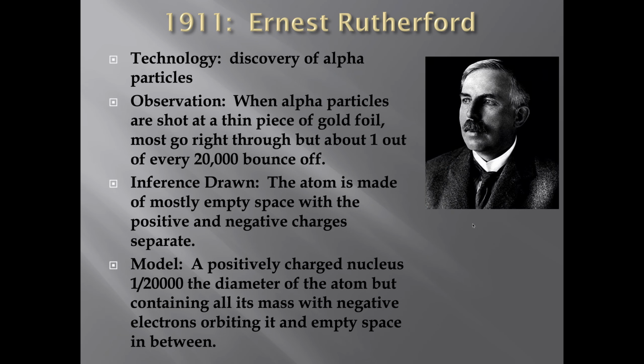So his model was a positively charged nucleus, 1/20,000th the diameter of the atom, but containing all of its mass. So the nucleus has all the mass, which you learned about in the previous unit between the protons and the neutrons. Of course, in Ernest Rutherford's time, protons and neutrons had not yet been discovered. And you have electrons orbiting around, but most of the space inside of an atom is completely empty.